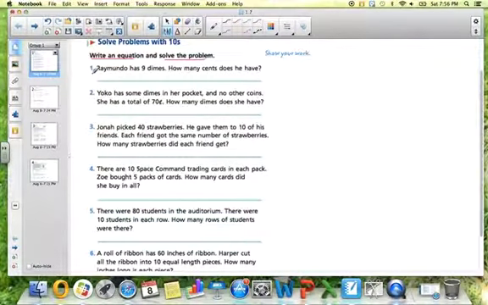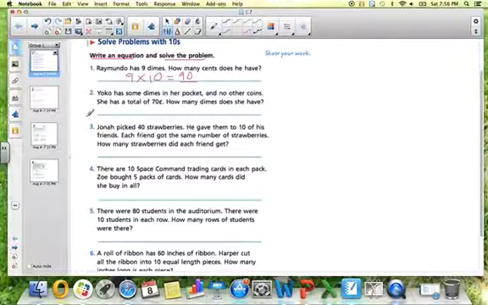Okay, number 1. Raymundo has 9 dimes. How many cents does he have? Well, we know a dime equals 10 cents. So he has 9 dimes times 10 cents equals what? Use your tens count bys, and you will find the answer to be 90 cents.